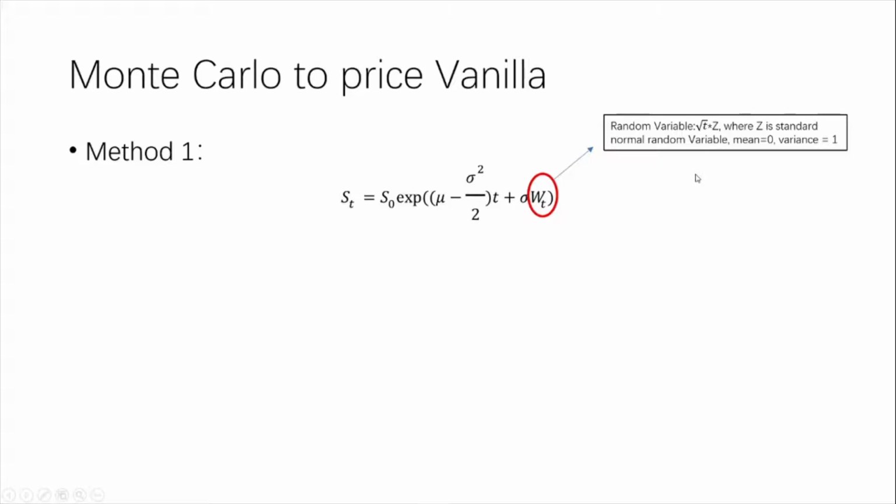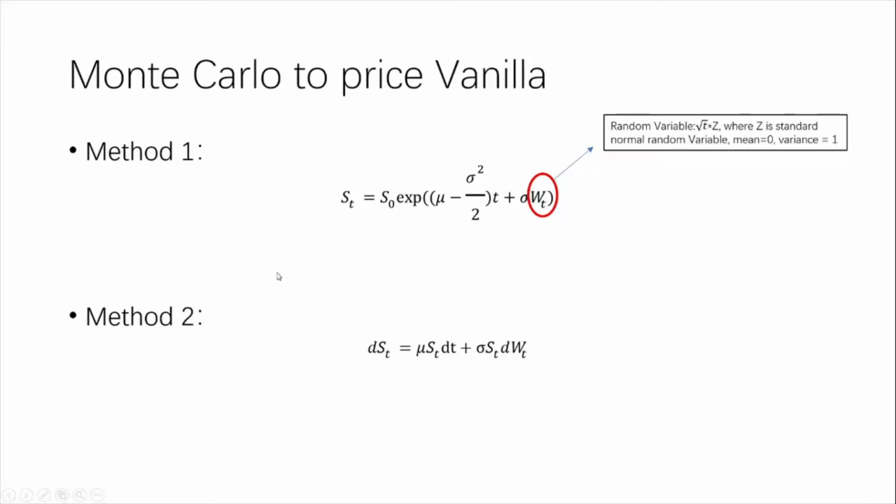So how can you simulate the distribution of ST? You can simulate a standard normal random variable, then multiply by square root T, then times sigma, then do an exponential, then times S0. This will give you the ST final distribution. This is the first method.